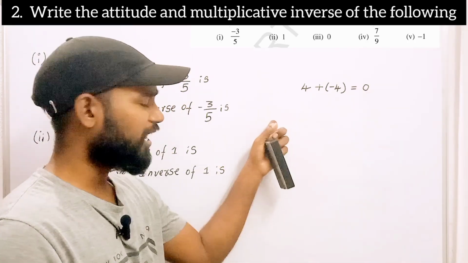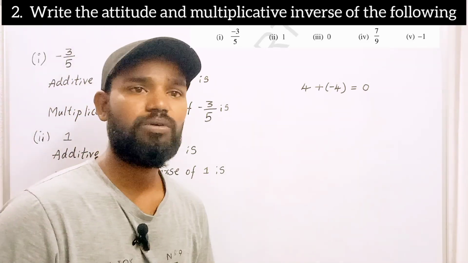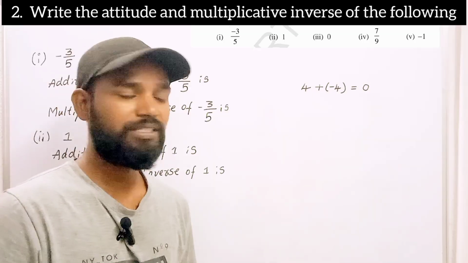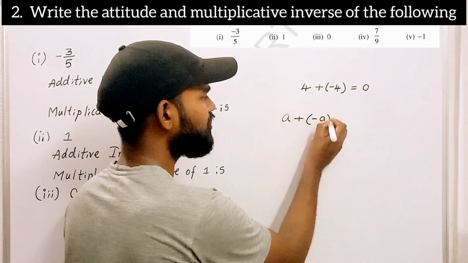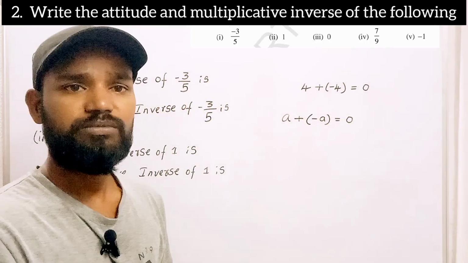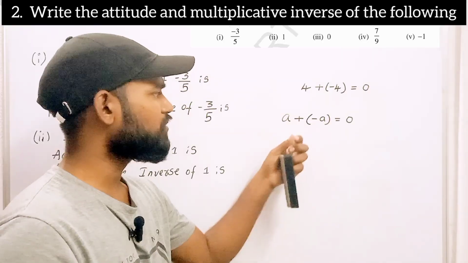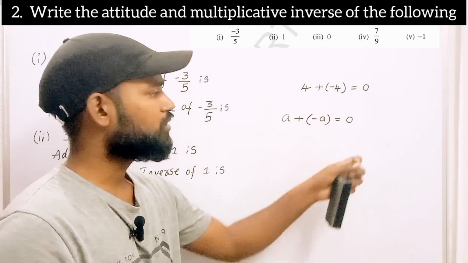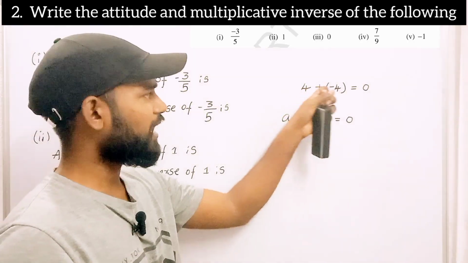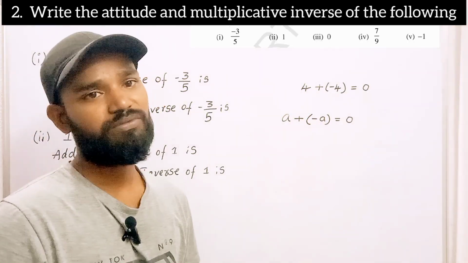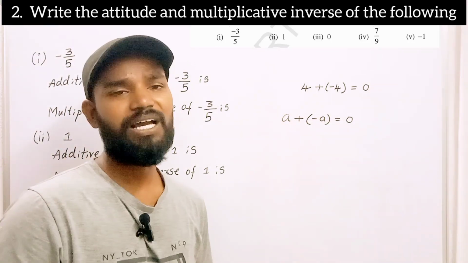Suppose a is a number. What number will you add to a to get 0? That is nothing but negative a, right? Okay, this is additive inverse. Whatever number you add to the given number, the result must be 0. So if 4 is given, what is the additive inverse of 4? Minus 4. If a is given, what is the additive inverse of a? Minus a.